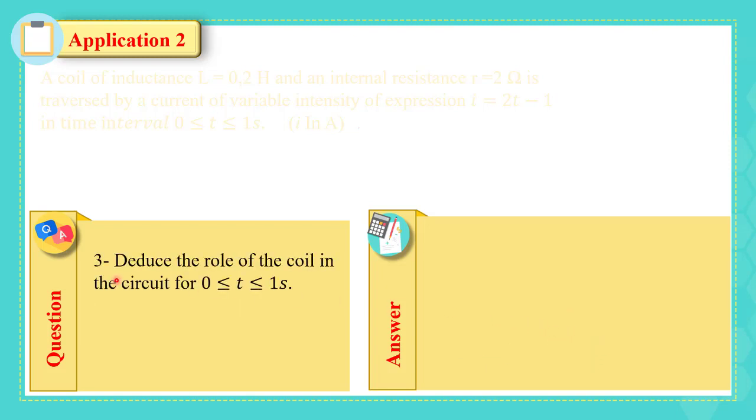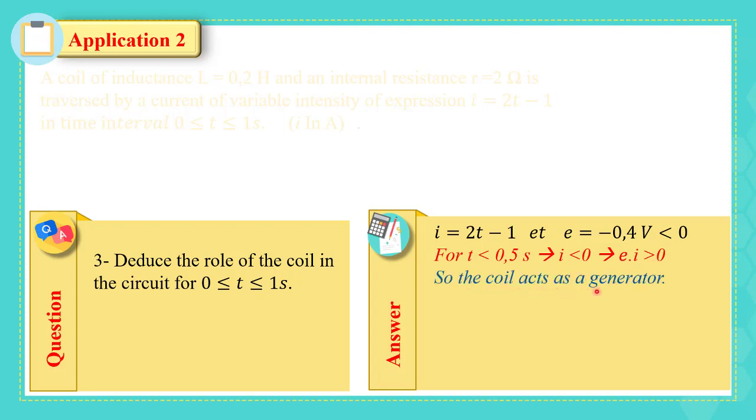Part 3. Deduce the role of the coil in the circuit for t between 0 and 1 seconds. Since I equals 2t minus 1 and E equals minus 0.4 volt, for t less than 0.5 seconds, I will be negative. So E dot I is positive, and in this case the coil acts as a generator. While between 0.5 and 1 seconds, I is positive. So E dot I is less than 0, and in this case the coil acts as a receiver.